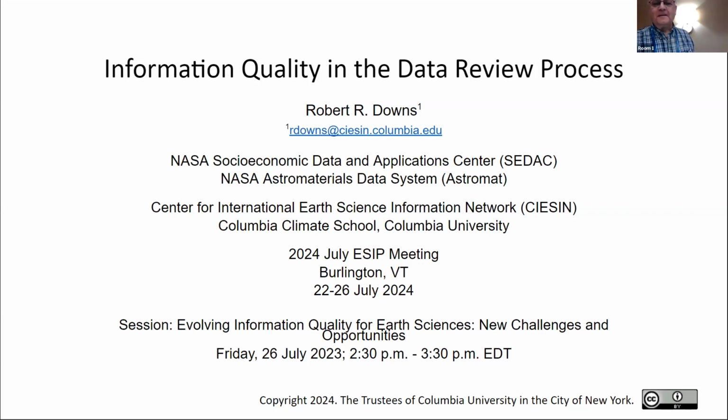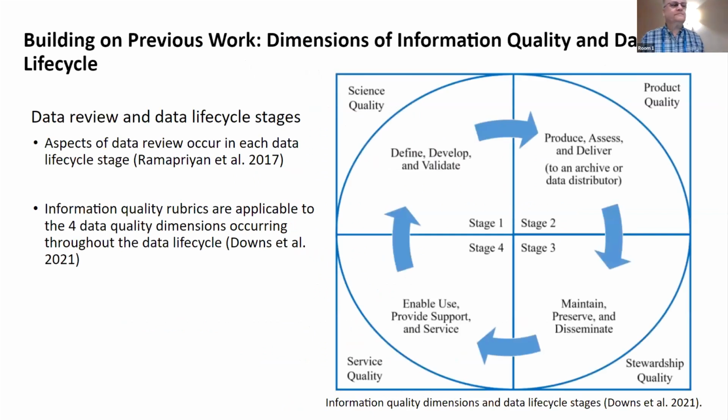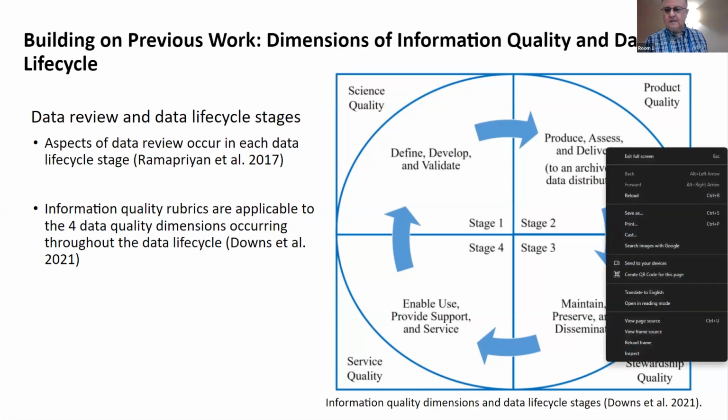Okay. So I'm going to talk a little bit about information quality and the data review process here. And Zhang had talked a little bit about the different life cycle stages, and that came out of the Ramapriyan et al. paper. And then building on that, myself, Rama, Peng, and Yaxing, we came up with applying that towards citizen science. And we depicted it in this way that you see here on your screen.